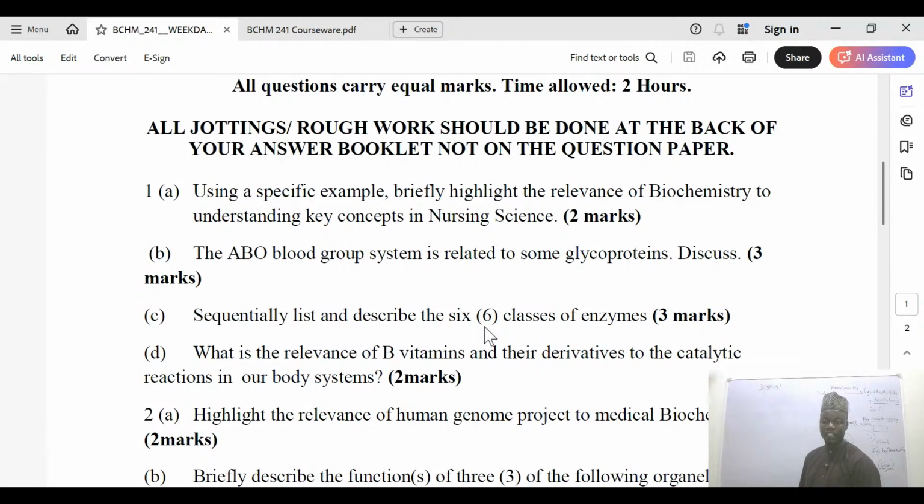Sir, please, what are the classes of enzymes? Yes, I will mention them. It's simple. Just use ORTHOLIL. I usually use this simple formula, ORTHOLIL, to write the names of the enzymes. So these are the 6 classes of enzyme.